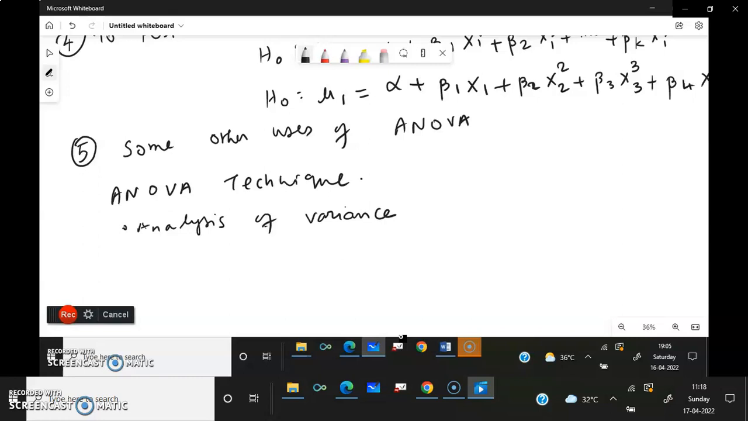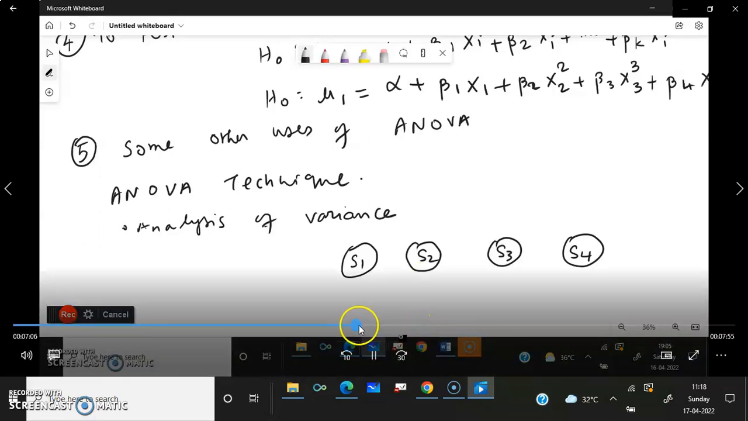But the difficulty arises when we happen to examine the significance of difference among more than two sample means at the same time. If there are more than two sample means, then we have to go for ANOVA. Now suppose we have sample 1, sample 2, sample 3 and sample 4. These samples are taken from the population: sample 1 from population 1, sample 2 from population 2, sample 3 from population 3, sample 4 from population 4.